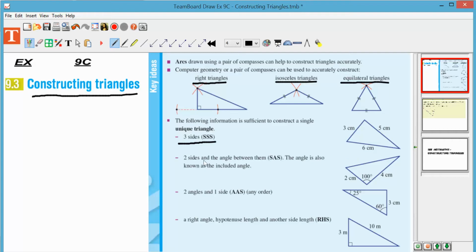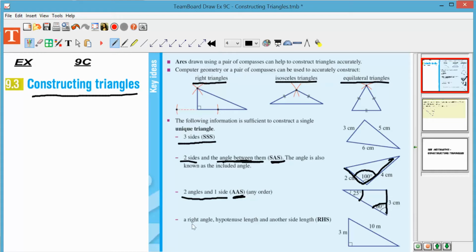Okay, if you have a side, angle, and a side, so two sides and an angle between them, and the angle has to be between them. All right, so side, angle, side. Will also help you construct a triangle. So as you can see here, we've got two sides and we've got this angle in between those two sides, so it'll allow you to construct it. If you're given two angles and one side, all right, so two angles and one side, you can also construct a triangle. So as you can see here, two angles there and there, and you're given one side.